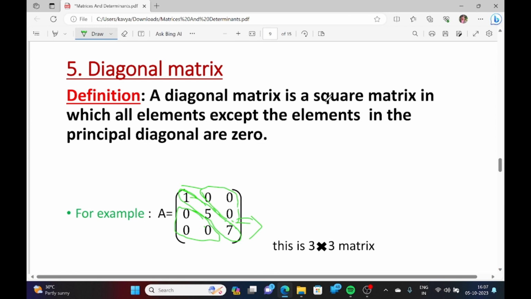A diagonal matrix is a square matrix. That means it is having 3 cross 3 order. It is a square matrix in which all the elements except the elements in the principal diagonal are 0. Principal diagonal elements are 1, 5 and 7. These are the principal diagonal elements. Except these, all the elements are equal to 0. This is called a diagonal matrix. Okay.